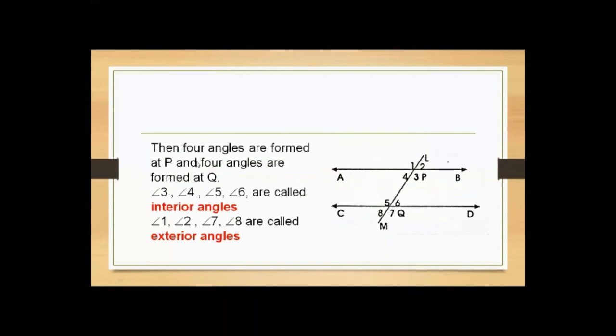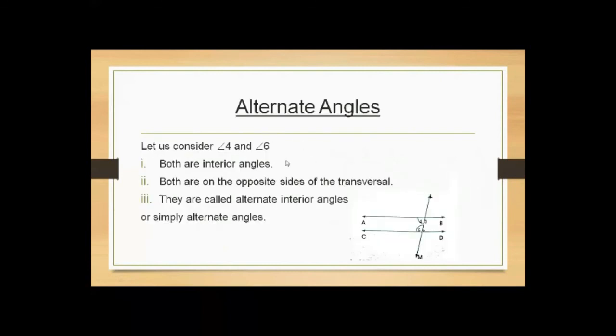Then four angles are formed at P and four angles are formed at Q. As you see, students, this is the previous diagram, but I have not colored it; it's the same diagram as seen previously. Four angles are formed at P, the point where the transversal intersects the first parallel line. Which angles are here? Angle 3, angle 4, angle 5 and angle 6 are the interior angles. Interior angles means they lie between the two parallel lines. And angle 1, angle 2, angle 7 and angle 8 are called the exterior angles.